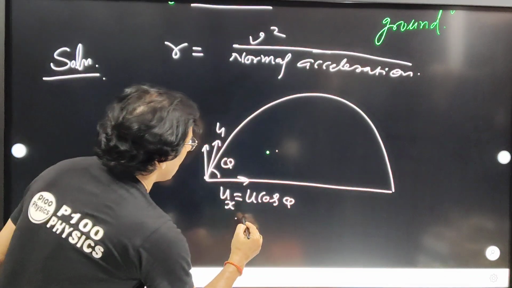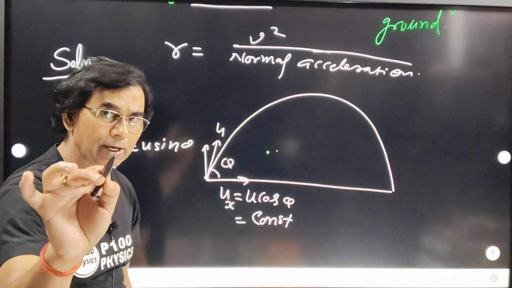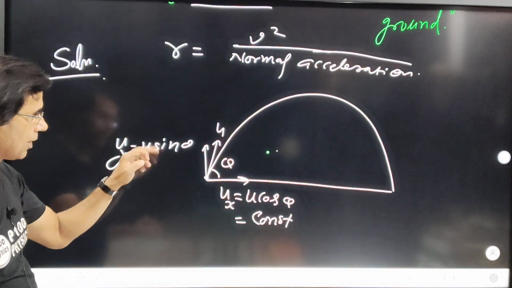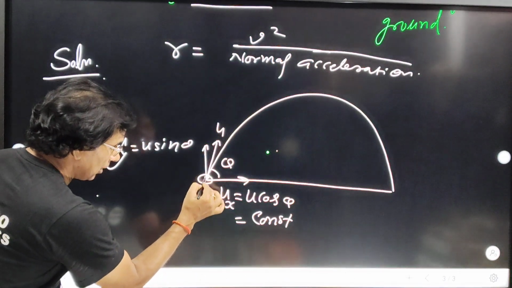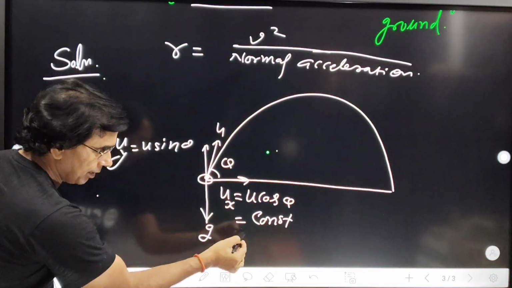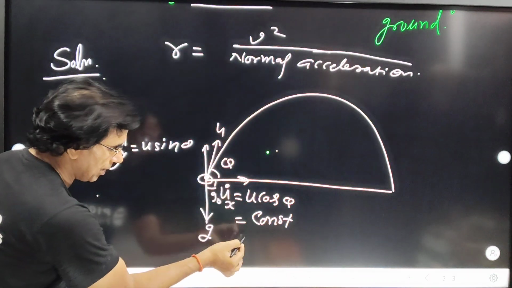Since you know that the horizontal component is always constant, u sin theta is continuously going to decrease. Why is it so? Because the acceleration due to gravity is acting downward. This is constant. Why? Because this angle is 90 degrees. What is the concept behind this?